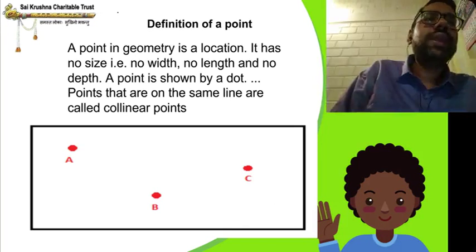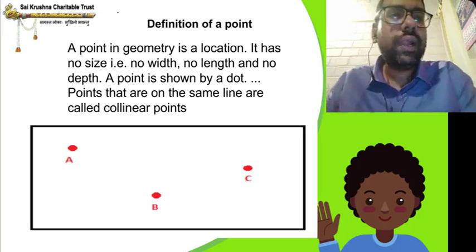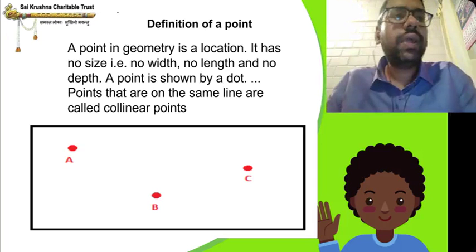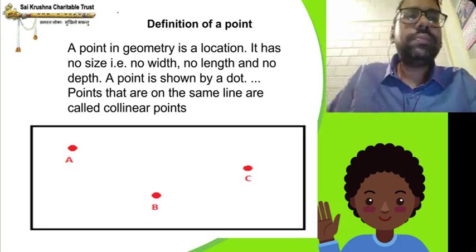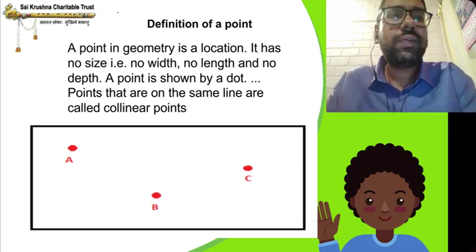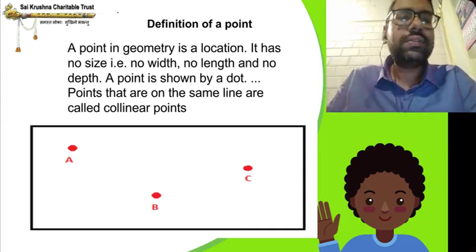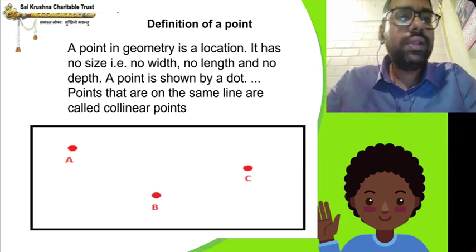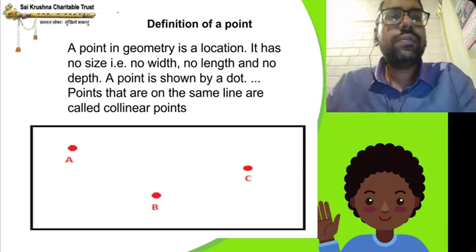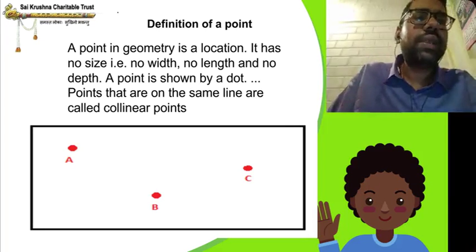I'll just brief through that once again. What is a line? A line is made up of a number of points. A line is infinite in length. It is not finite, not limited. It consists of many points.